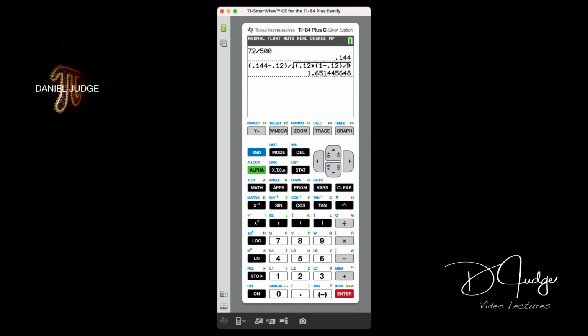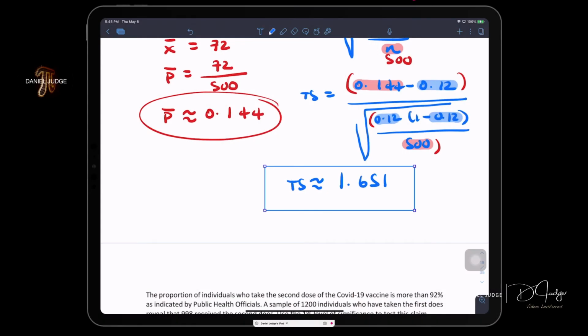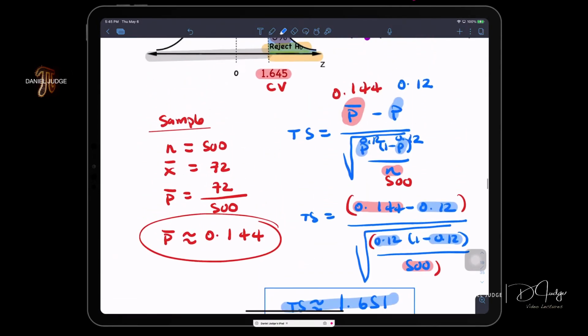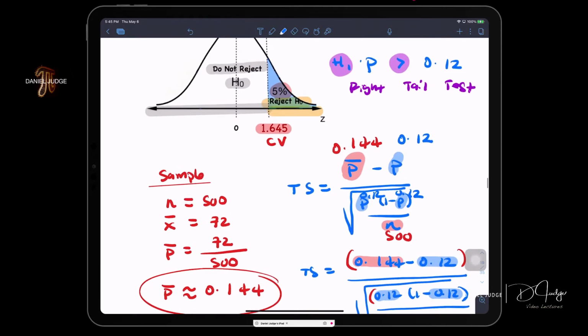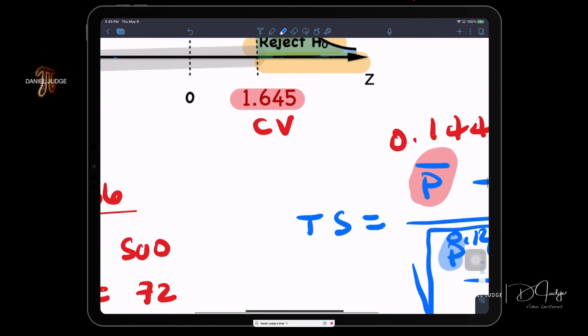So ladies and gentlemen, let's take a look at this test statistic. It's 1.651 to the nearest thousandth. 1.651. Double check. 1.651. So if I now go to my decision rule, 1.651 here, that's the test statistic. Wow, ladies and gentlemen. This is why, ladies and gentlemen, you approximate to the same place value.